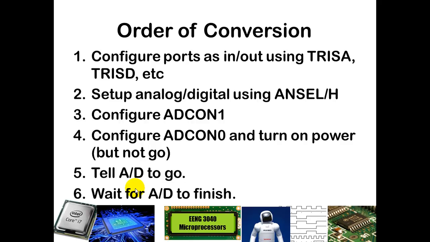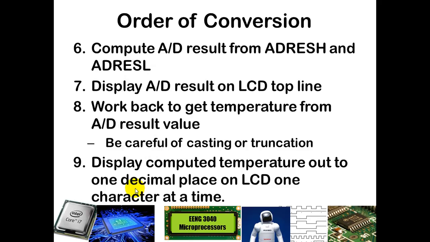And go ahead and configure your ADCON1, which will determine whether you are right or left justified on your results, and will also determine the range of values. So in this case, you would want to establish your boundary as 0 and 5 volts. And then configure your ADCON0. So that will tell you which channel you're going to be using and those types of things, and your sampling rate. And then tell the A to D to go on the next cycle. Wait for the A to D to finish. You can do an interrupt service routine, or you can poll the go bit, whichever one you choose.